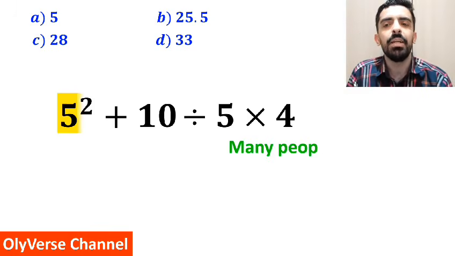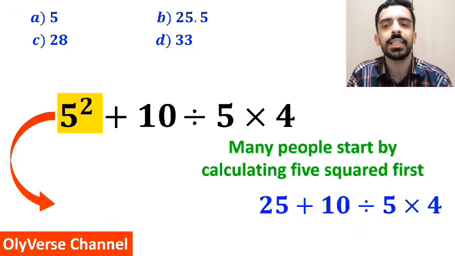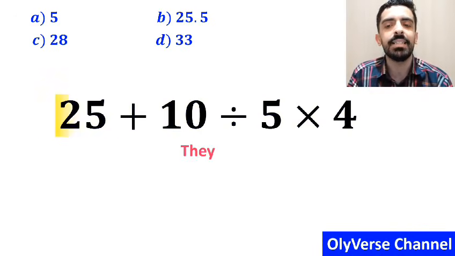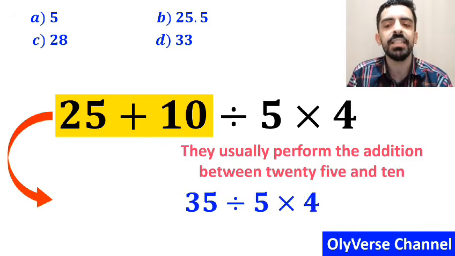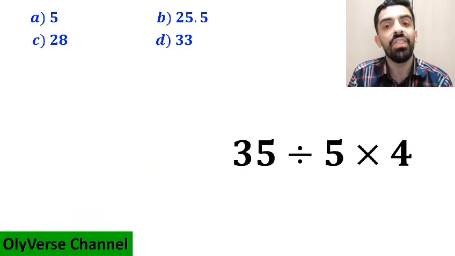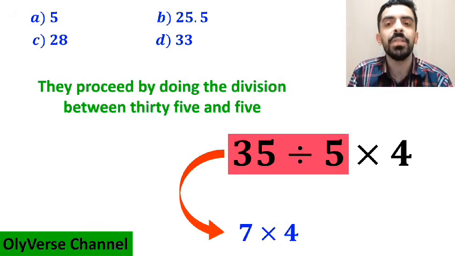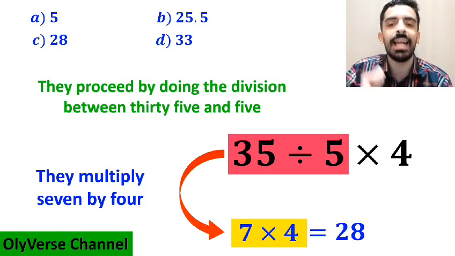To solve this question, many people start by calculating 5 squared first, and instead of the original expression, they rewrite it as 25 plus 10 divided by 5 multiplied by 4. And the next step, they usually perform the addition between 25 and 10 and simplify this expression to 35 divided by 5 multiplied by 4. Then, they proceed by doing the division between 35 and 5, which gives them 7 multiplied by 4. And finally, they multiply 7 by 4, which ends up with the answer 28.